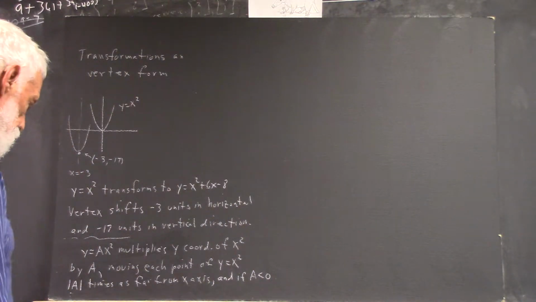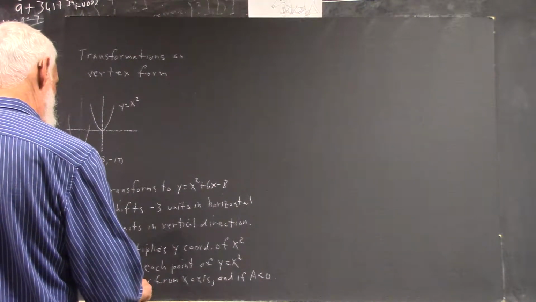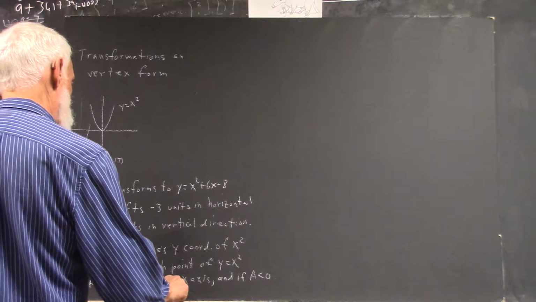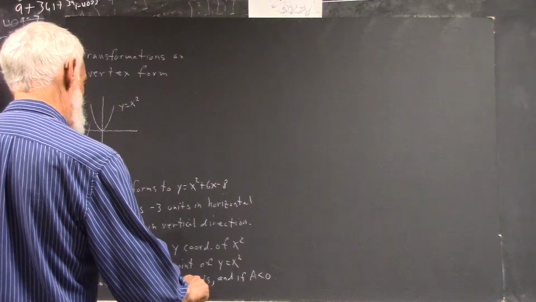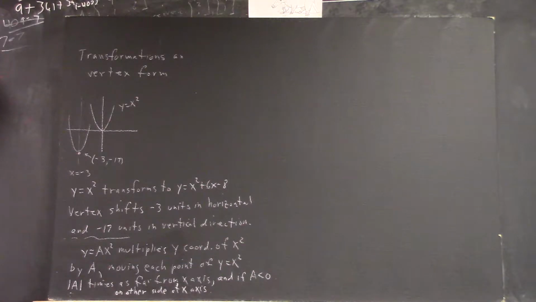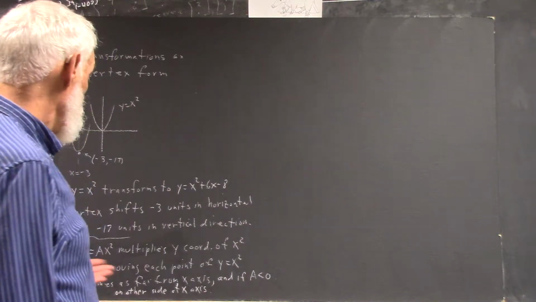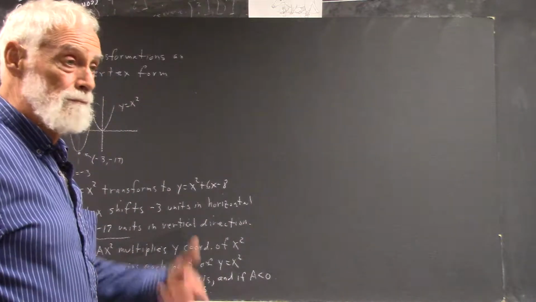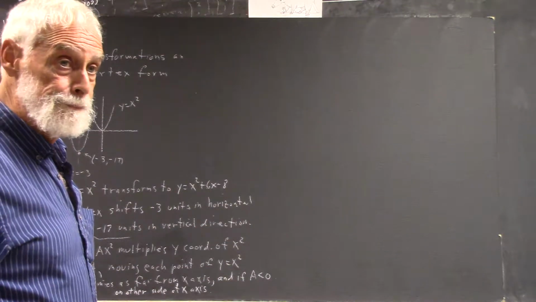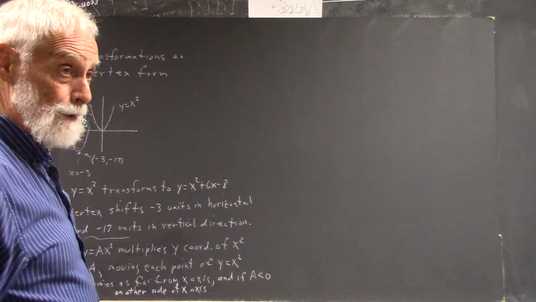And if a is less than 0, it moves the point on the other side of the x-axis. Okay? And you can verify that just by making a little table of x squared and then ax squared for whatever number a you want to use. Okay? Draw the graphs and see that each point moves the way I said it does. Okay?